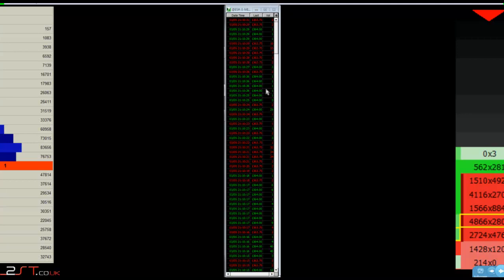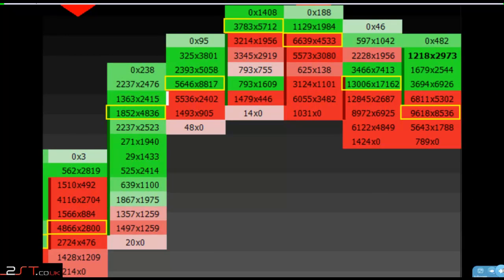You always have to have an understanding of context first. Okay, not saying that you can't trade order flow itself. You can, but it's often difficult and can be misleading.